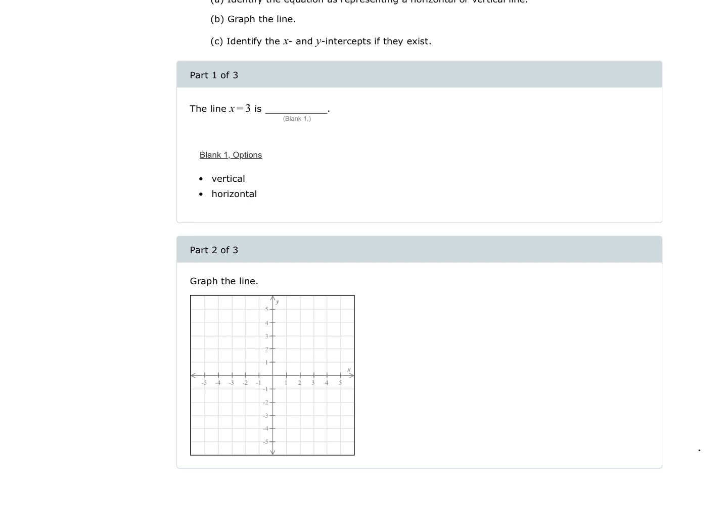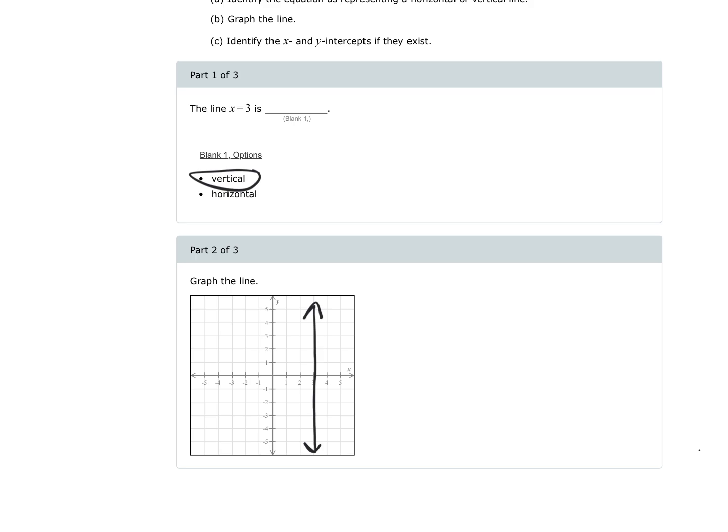If you look at the equation of this line, you just have an x variable. Whenever you have one variable, it means the line's either going to be horizontal or vertical. So when it's just an x variable, it is going through the x-axis at the location of 3. So this is a vertical line.